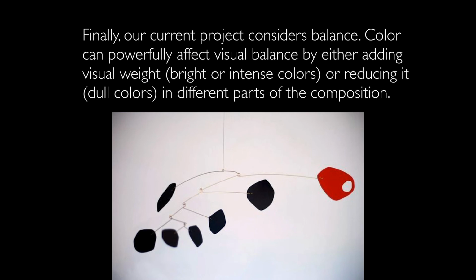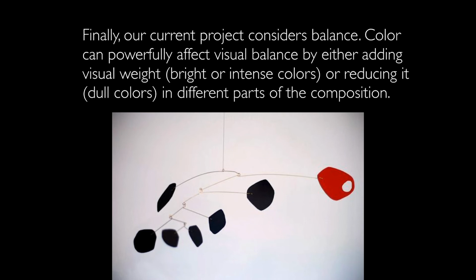And finally, for our current project, Project 2, we are considering visual balance. Color can really powerfully affect balance. We talked last week about different ways to create visual weight. A bright or intense color tends to have more visual weight, or more visual pull. By contrast, something that's dull or plain will have less visual weight. And by mixing these up within your composition, you can affect the visual balance.